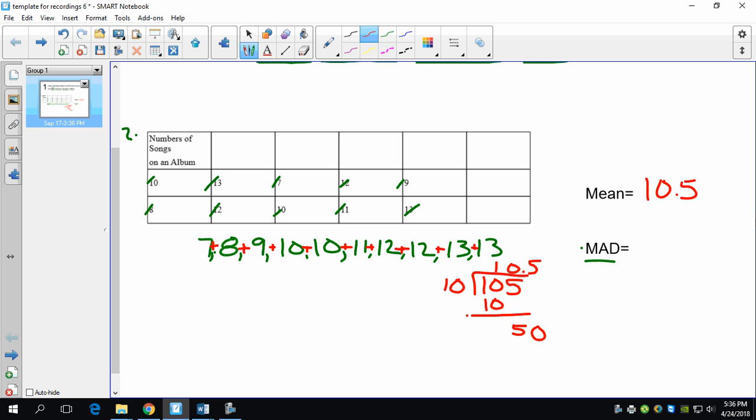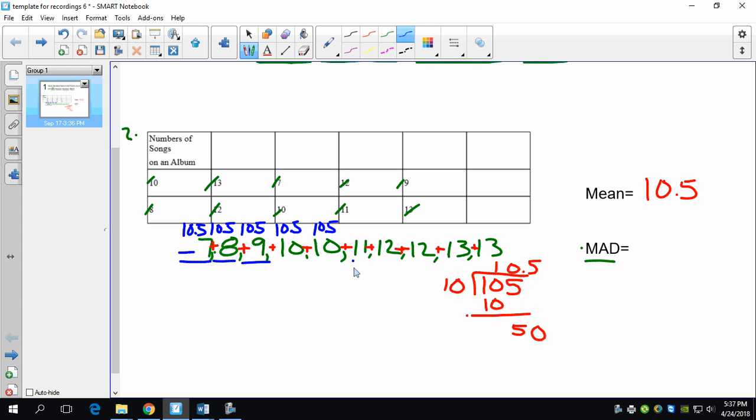Now that's good and it's bad. It's good because the mean was actually not too bad to find: 105 divided by 10 is 10.5. But in order to complete the second step of the mean absolute deviation, we want to find out how far apart all these 10 numbers are from that 10.5. So essentially we're going to subtract 10.5 from 7, 10.5 from 8, 10.5 from 9, and 10.5 from 10 two times.